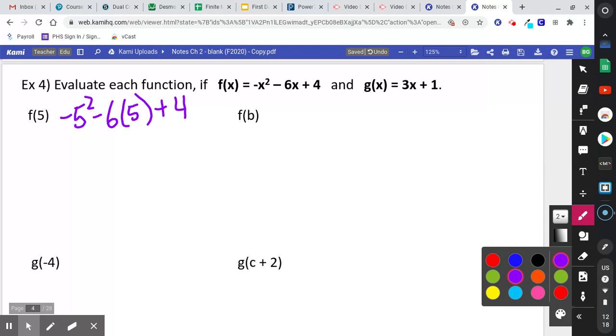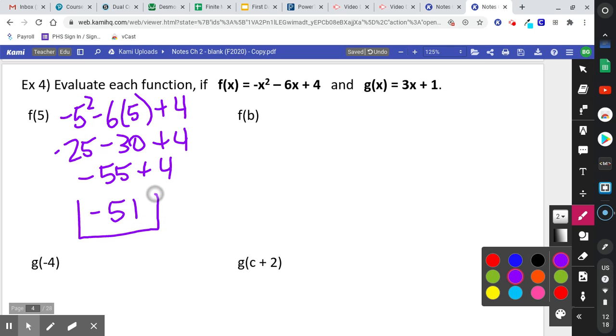All right, so we don't really read this as -5 squared. We read it as the opposite of 5 squared. That's going to be -25 there. Everybody messes that up, so be very careful. -30 plus 4. This is just an order of operations problem. -55 plus 4 is -51. So f of 5 equals -51. Now, I know you've done that problem a lot. I just wanted to point it out because it's a common mistake.